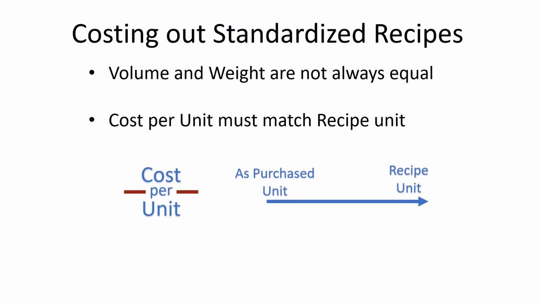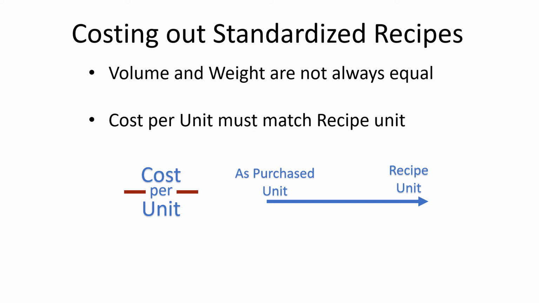So a couple things to think about when you're costing out a standardized recipe. Volume and weight are not always equal. So 1 cup of flour does not weigh 8 ounces. Pretty much the only thing that's equal is water. Water weighs the same as the volume amount. So 8 ounces of water is also going to weigh 8 ounces.